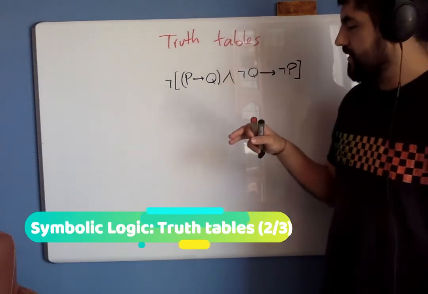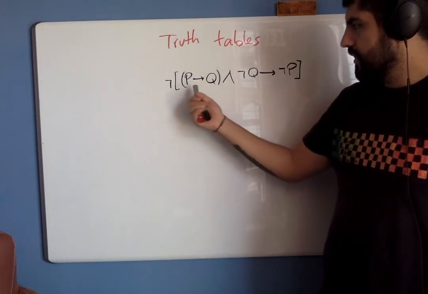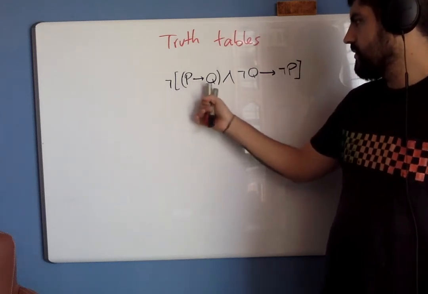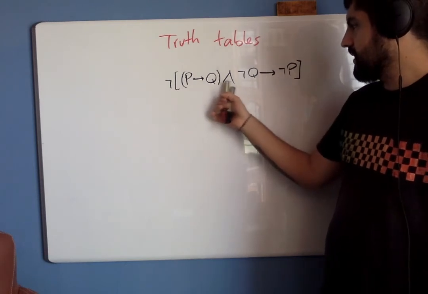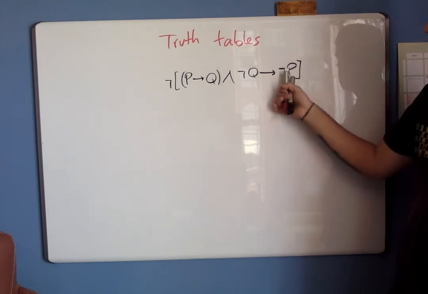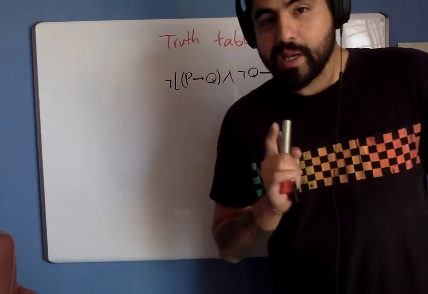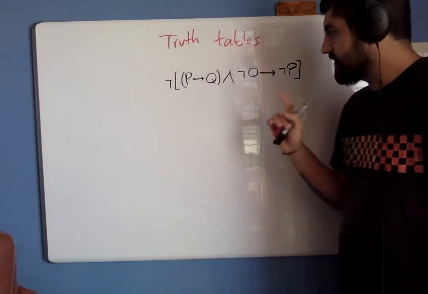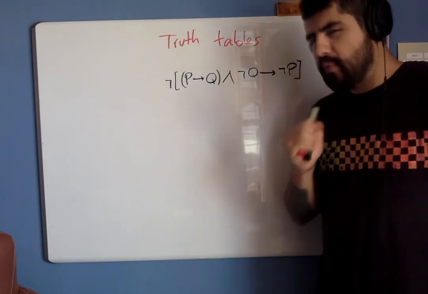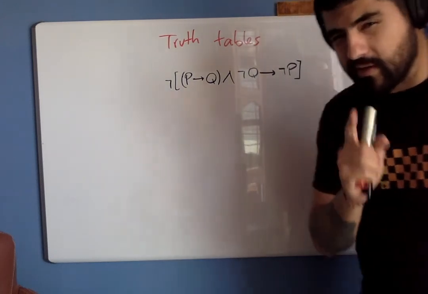Okay, we have here another expression: the negation of P conditional Q, that is linked by a conjunction with the negation of Q conditional the negation of P. Okay. Now this is a tricky one. This is really important because this is one that we should pay more attention to. Be really aware of this one.